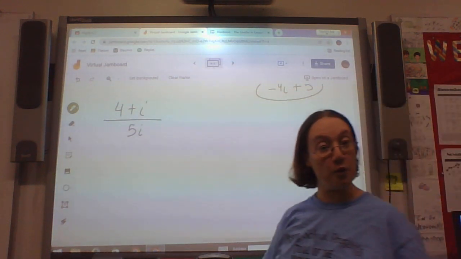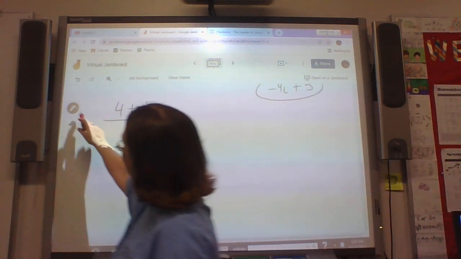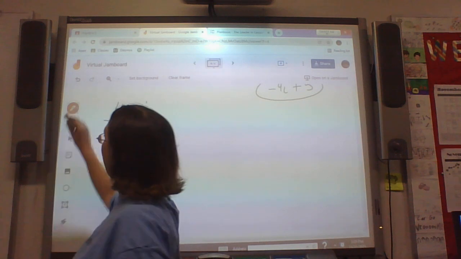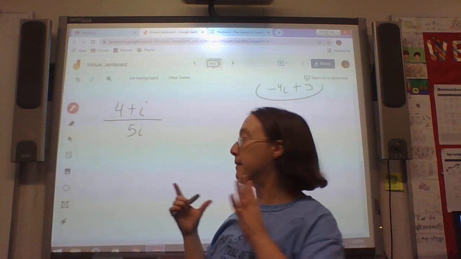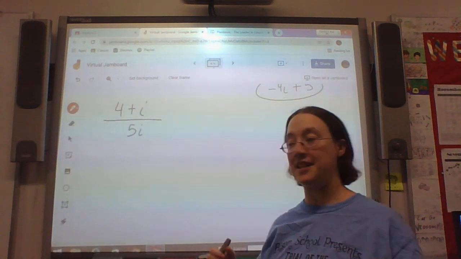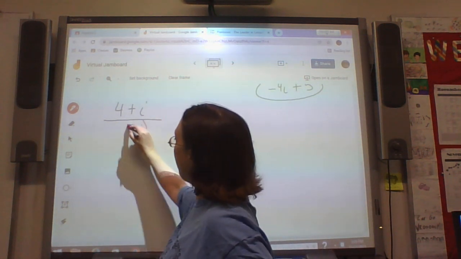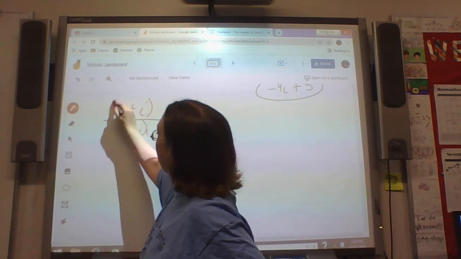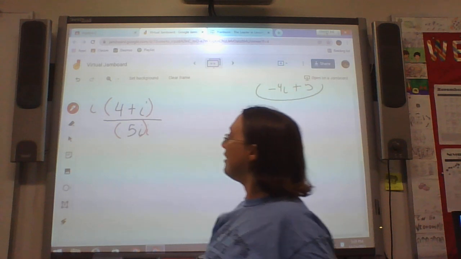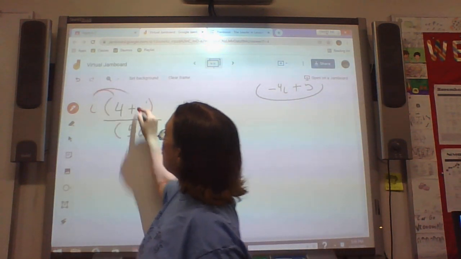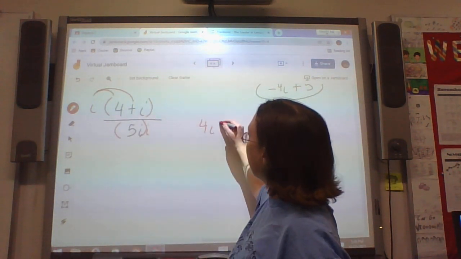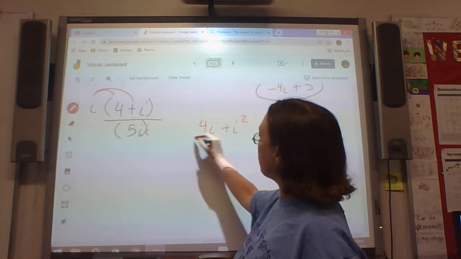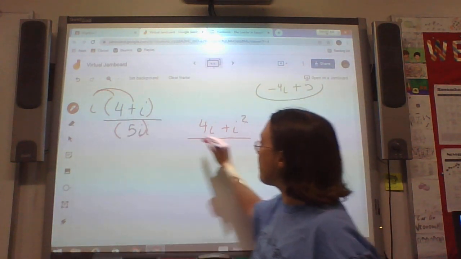All right, let's try another one of those. So let's say we've got this same sort of idea. If there's just an imaginary term on the bottom, we're going to multiply by an i. So we're going to take all of this times an i, and I'm going to put the i in. So we're going to distribute that. We've got a 4i plus an i squared on the top, and a 5i squared on the bottom.